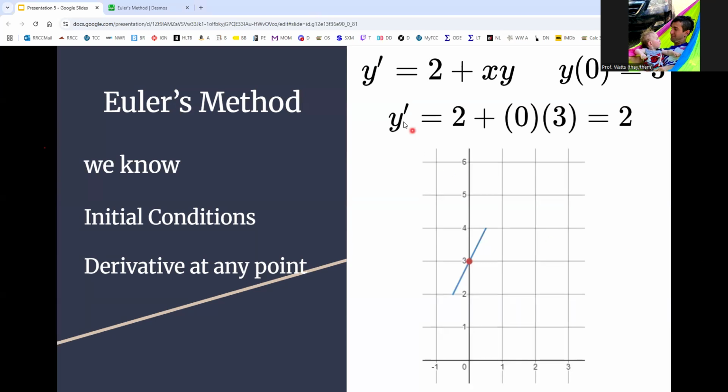So we've got a first-order initial value problem here, y prime equals 2 plus xy, and then our initial condition y of 0 equals 3. And you notice that not only do we know the value of the solution at this one point, we can use those coordinates to find the value of the derivative at that point, and thus we know the slope of the tangent line at that point.